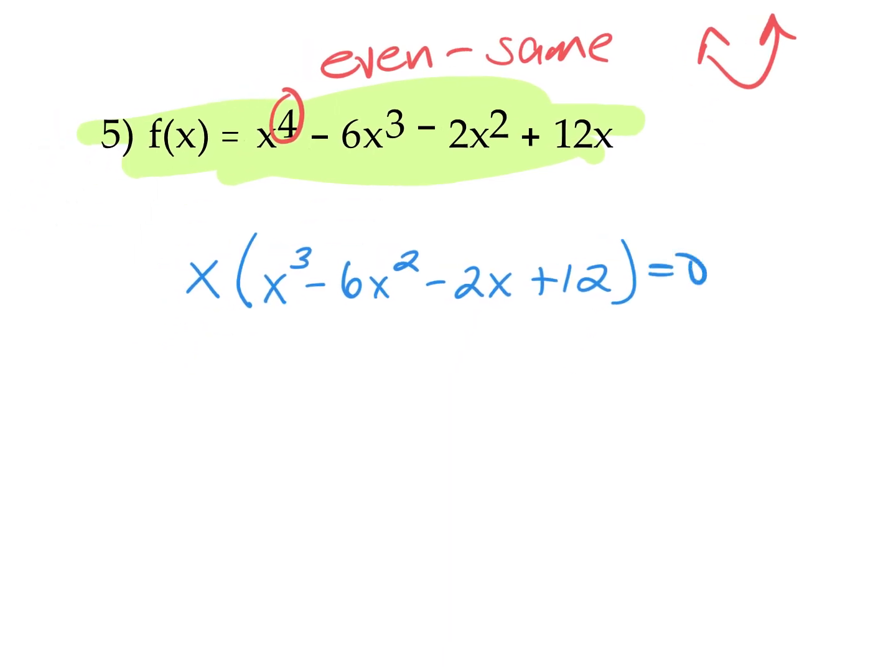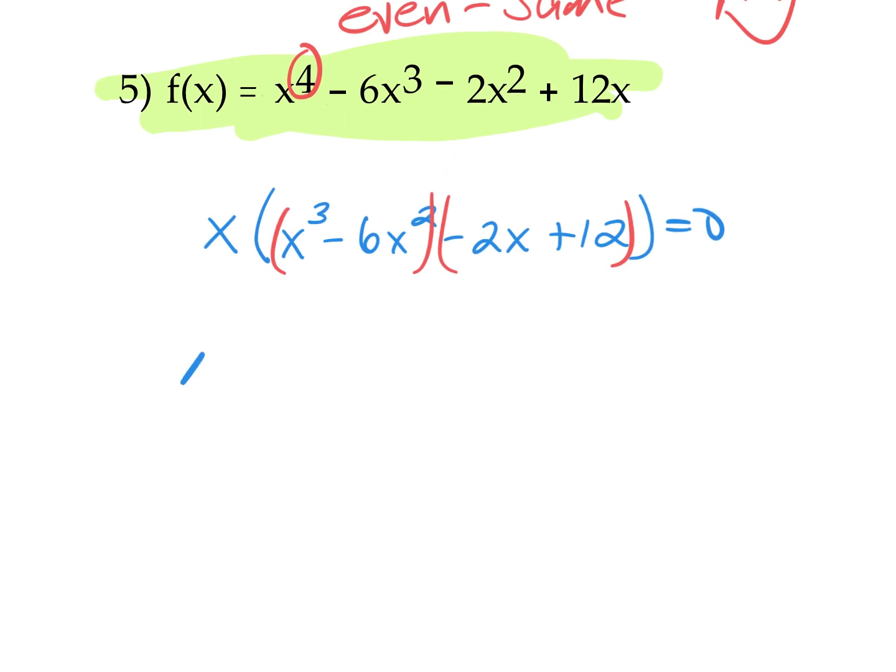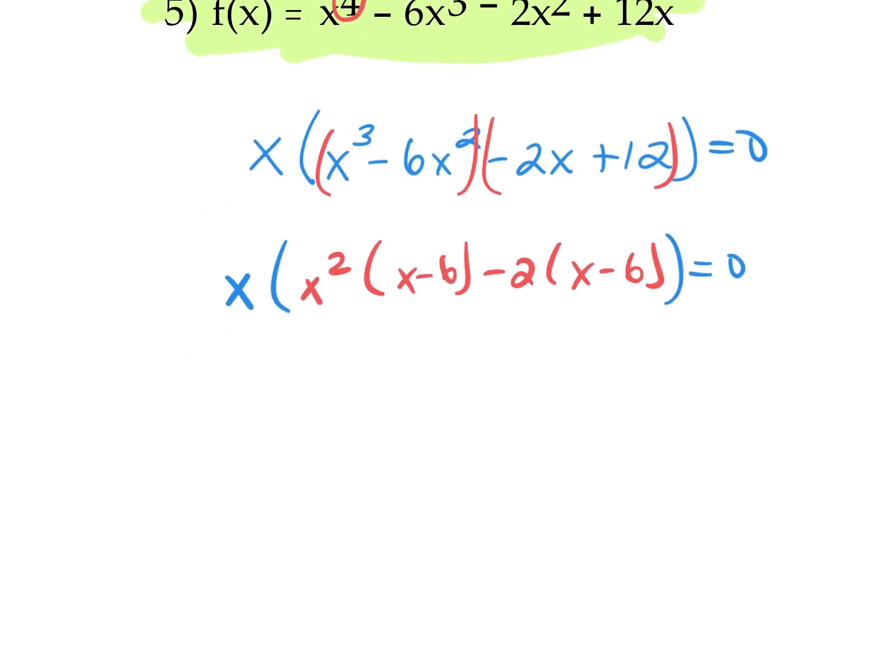Now can we group? Yes or no? Okay, so you still have that x out in front. It did not go anywhere. What can you take out of x cubed and x squared? X squared, and you're left with x minus 6. Yes? Okay, what can we take out of negative 2x and a positive 12? Negative 2, and you're left with x minus 6. Okay, great. So I still have my x out in front. In our red that we just grouped, what is our new GCF?